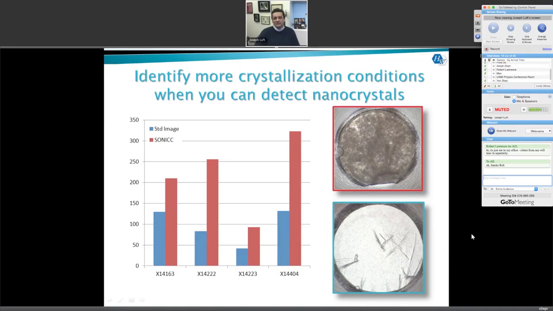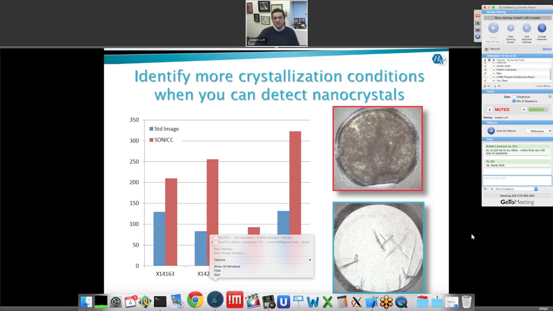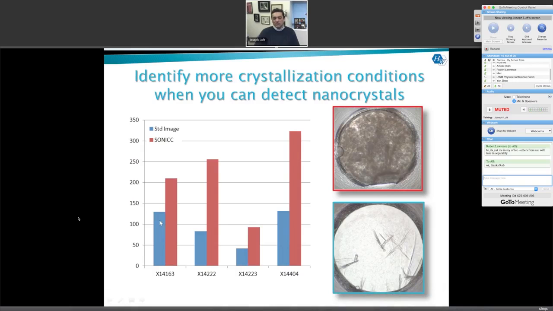Now, when we use a technique like the SONICC, we actually see that we identify roughly 2.5 times more crystallization leads than we do using just visible images. And the reason for that, if you look at the bar graph here, is it's showing you the number of images that were classified as crystals just using visible images with the blue bars, and the red bars are showing images that contained crystals based on the SONICC detection. Again, it's about 2.5 times the number of crystallization hits that were identified. And for each of these 4 samples, we set up 1,536 individual crystallization experiments. So it was a pretty good sampling.